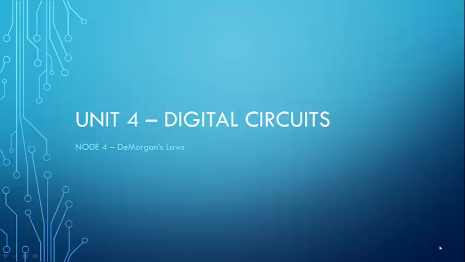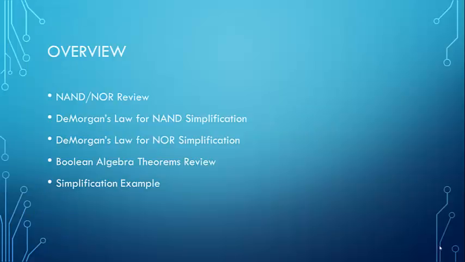Hi everyone. This last node of Unit 4 focuses on DeMorgan's laws. And we're going to very quickly go back over the NAND and NOR logic gates. And then we're going to take a closer look at each of those gates in terms of the DeMorgan's law for NAND simplification and the DeMorgan's law for NOR simplification.